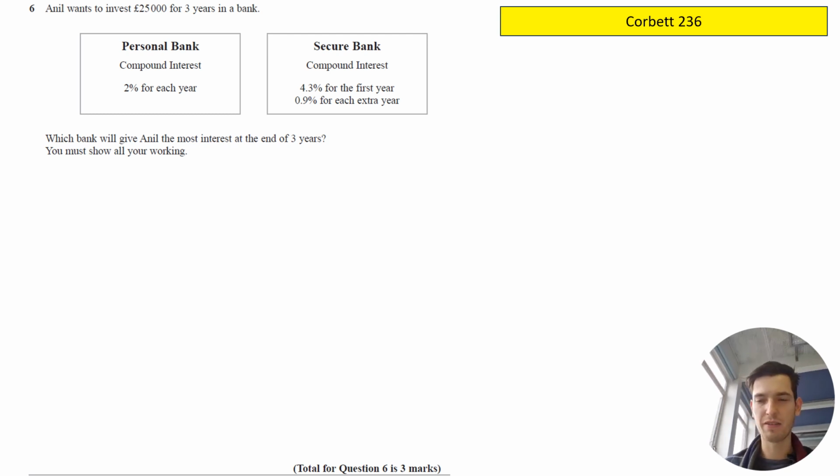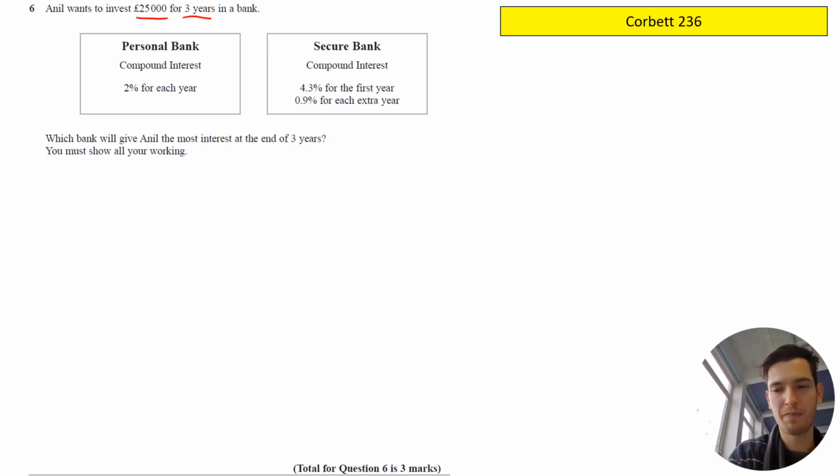Okay, question 6. This is another question that I put a Corbett link for. It's a topic we haven't done in a while, but when these percentages questions come up, and we will revise them, you should be able to get all the marks. So it says, Anil wants to invest 25k for 3 years in a bank. So let's just underline that now. It looks like he's got 2 banks to choose from. They're both compound interest. And the question says, which bank will give Anil the most interest at the end of 3 years? So let's do Personal Bank first, so PB.